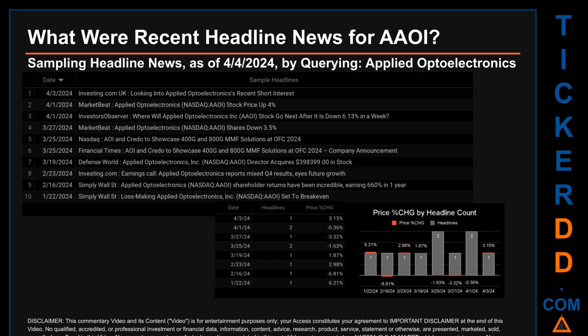First, NASDAQ published the headline that read, AAOI and Credo to showcase 400G and 800G MMF solutions at OFC 2024. Second, Financial Times published the headline that read, AAOI and Credo to showcase 400G and 800G MMF solutions at OFC 2024 company announcement. Correlated or not, as it happened, the stock price for AAOI on those publication dates respectively saw a jump of -0.36% along with a drop of -1.63% when comparing the day's opening versus closing price. The oldest publication date of Monday, January 22, 2024, was actually the day with the highest percentage change in price. It saw a price jump of 6.21%.